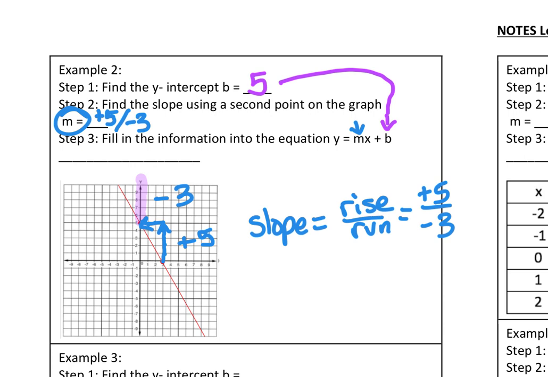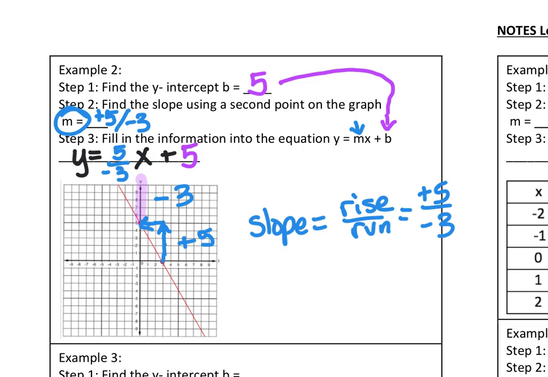All right. So now we're going to write our own equation. So the X and Y stay the same. Y equals, instead of M, what do I write? 5 over -3. The X stays the same. Plus 5. And there you go. You're all done with the second example.